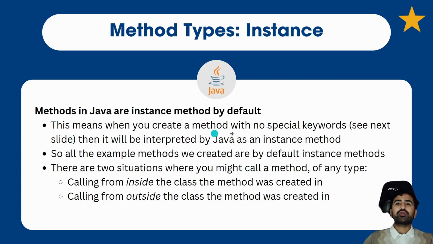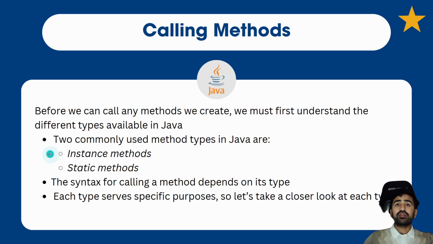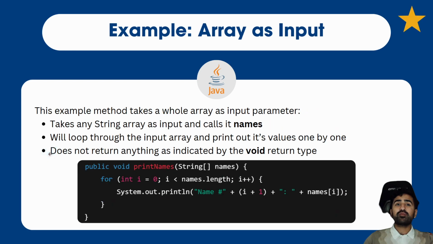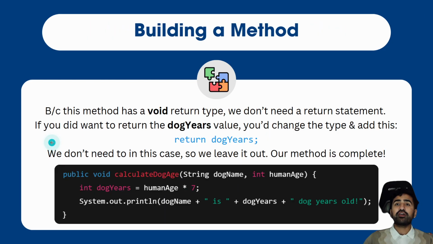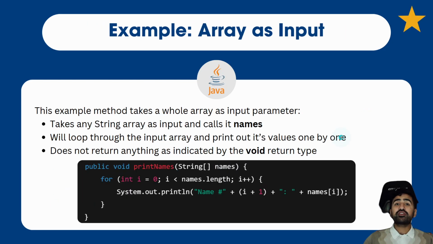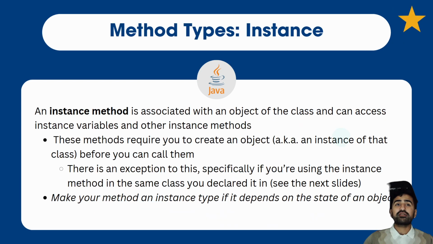So this means when you create a method with no special keywords, then it'll be interpreted by Java as an instance method. So all the example methods we created back there, random greeting, print names, double two numbers, check temperature, even our calculate dog age, those are all going to be interpreted as instance methods.